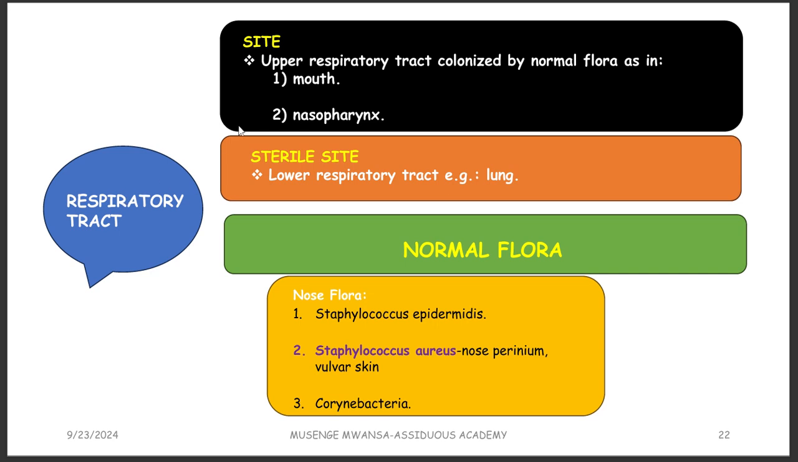Respiratory tract. The upper respiratory tract, that's the mouth and the nasopharynx, they are going to have bacteria. The lower respiratory tract, like the lungs, can't have bacteria. And the most common resident bacteria for the upper respiratory tract is Staphylococcus aureus. That's the most common in the nose, okay, and also vulvar skin. And then you also have Staphylococcus epidermidis because of skin, and Corynebacteria because of skin.